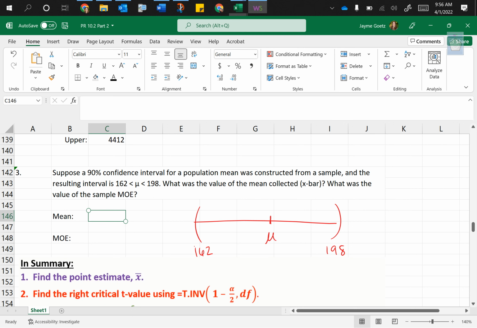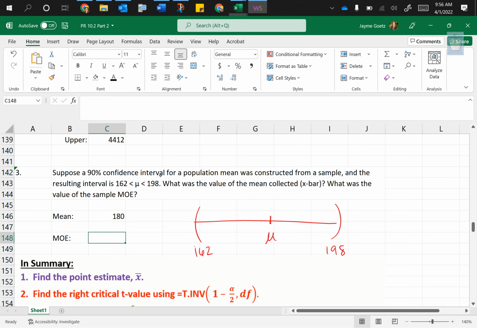So we're just going to do that in the cell. Now be careful when you do this in the cell, because when you add them together, you need to put them in parentheses. So 162 plus 198 needs to be in parentheses, then divided by 2. So what is the mean here? 180.